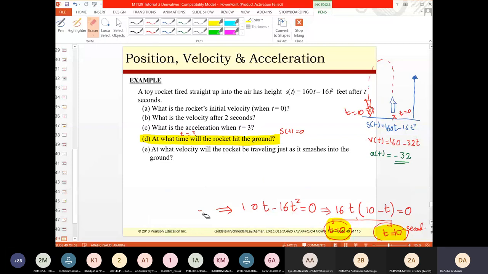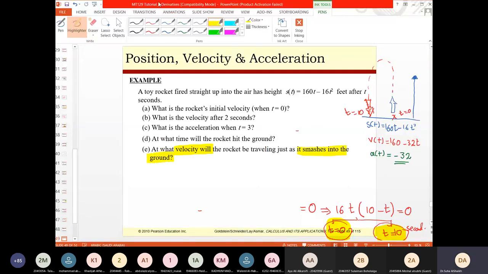In E, at what velocity will the rocket be traveling just as it smashes into the ground? They're asking about the velocity, meaning just when it hits the ground.